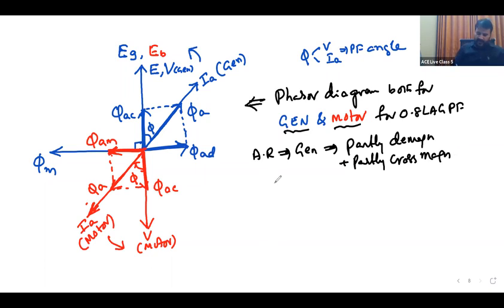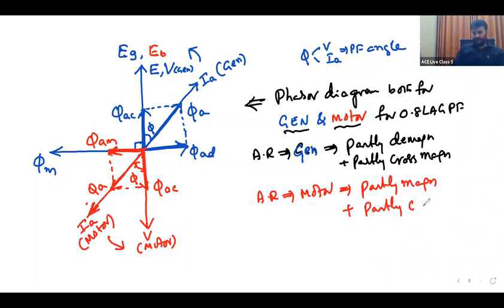Whereas for motor, armature reaction in the case of motor. In motor, this is generator, no? Yes, this is a generator. For motor, what is armature reaction? For motor, armature reaction is partly magnetization plus partly cross magnetization.